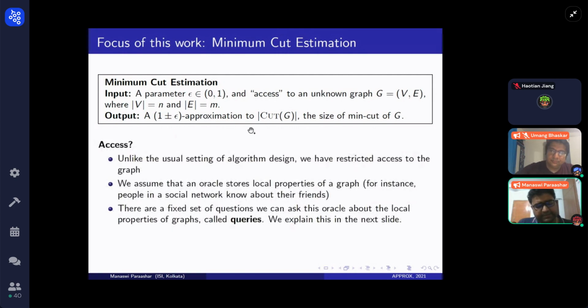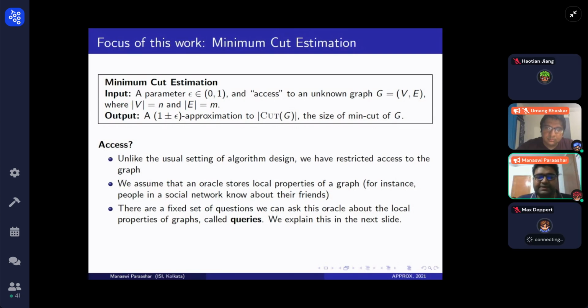So what does access mean? Unlike the usual setting of algorithm design, we have restricted access to the graph. We assume that there is an oracle that stores the local properties of the graph. So, for example, in the huge graph that we saw, the nodes, which are people, store information about their friends. And then there's a fixed set of questions that we can ask this oracle about the local properties of the graph. These questions are called queries. I'll explain this formally in the next slide.